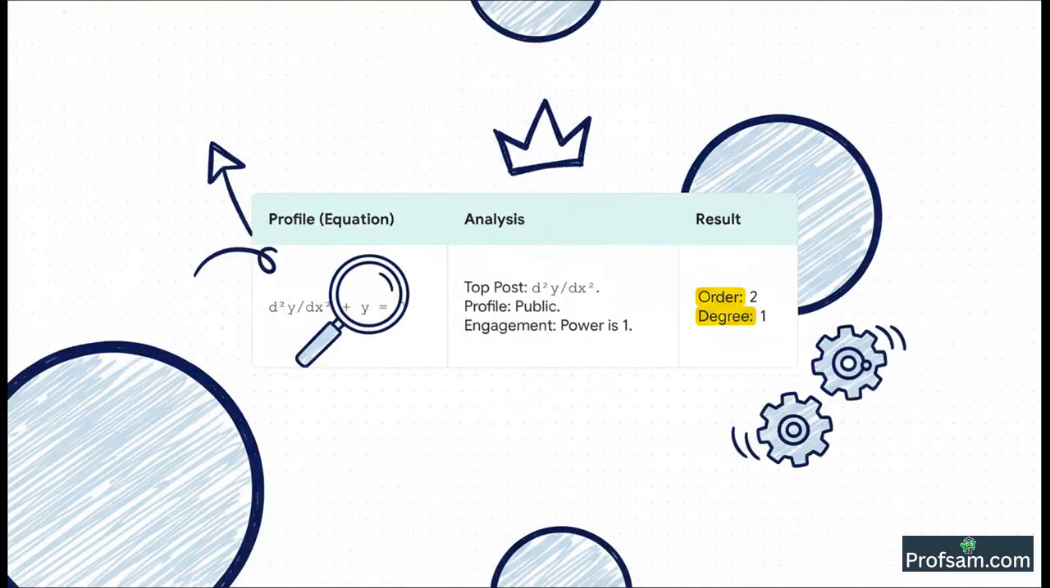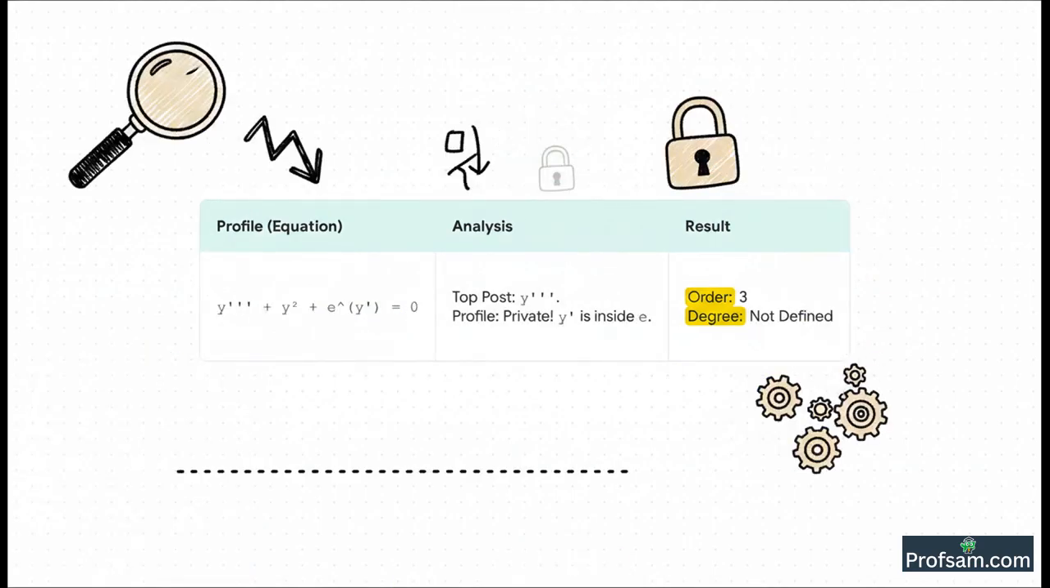All right, first profile, d squared y over dx squared plus y equals 0. Let's just follow our steps. 1, what's the top post? The highest derivative is d squared y over dx squared, so the order is 2. Easy. 2, is the profile public? Are any derivatives trapped inside another function? Nope, it's all clean, so yes. 3, what's the engagement on our top post? Well, the power of d squared y over dx squared is 1, so the degree is 1, and we're done. Order 2, degree 1.